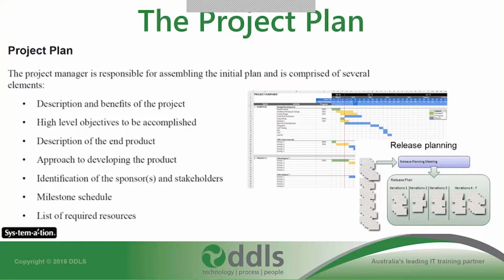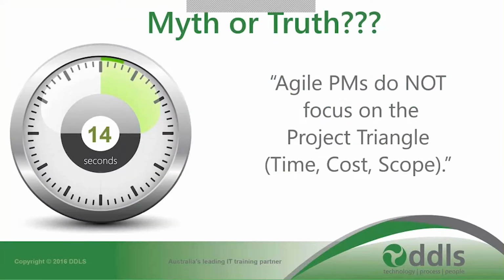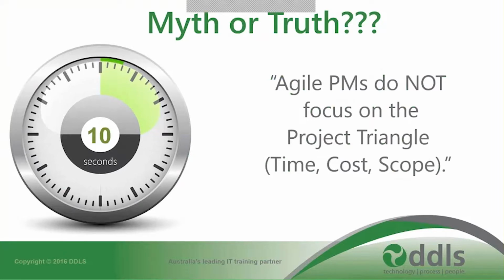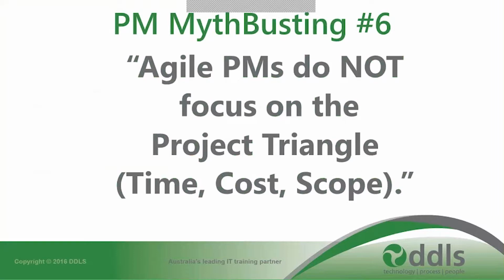Okay. The next statement that we're looking at, statement number 6: Agile PMs do not focus on the project triangle. So Agile project managers do not focus on the project triangle. Okay, I'm seeing some results come through. All right, so here we're saying that with Agile PMs, we do not focus on the project triangle.